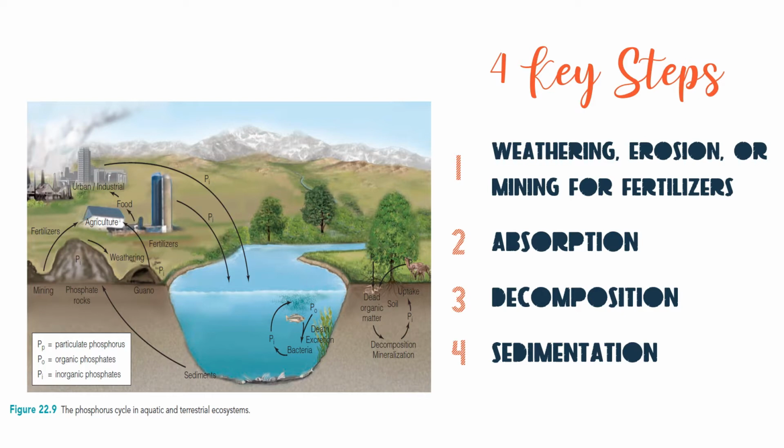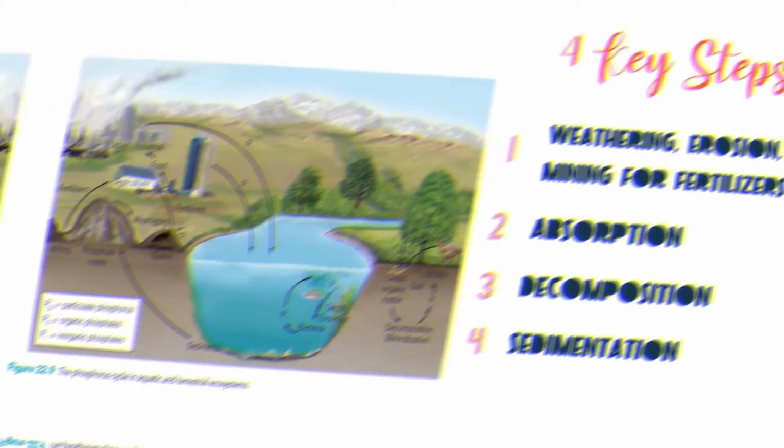Second is absorption by organisms. Third is decomposition. Animal excretion contains phosphorus and decomposers utilize it. When organisms die, some bacteria convert organic phosphorus to inorganic phosphorus through mineralization. Lastly is sedimentation. Some phosphorus is buried in sediments, which over time become rock. Some phosphorus in the soil gets washed into the ocean, where a similar process takes place.